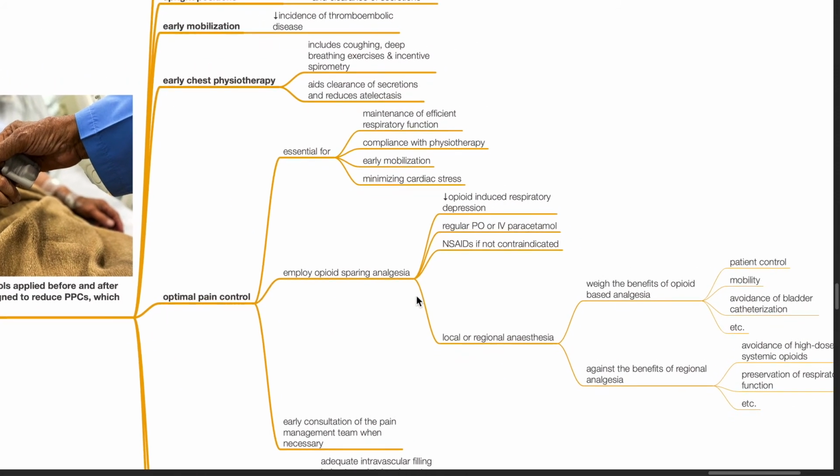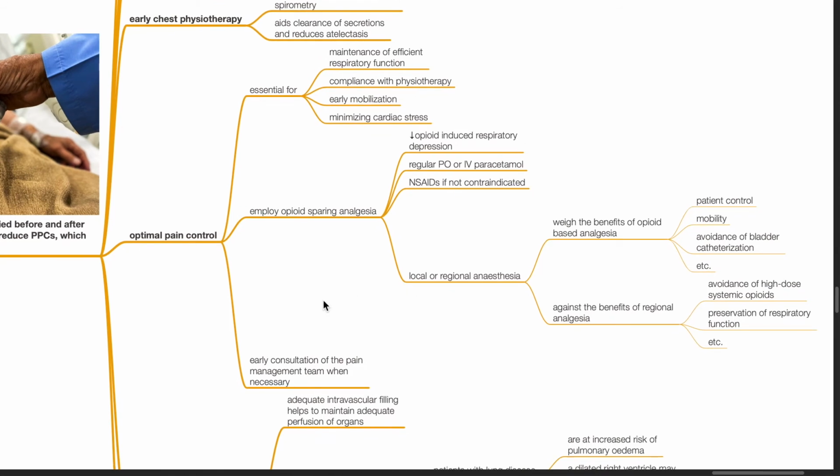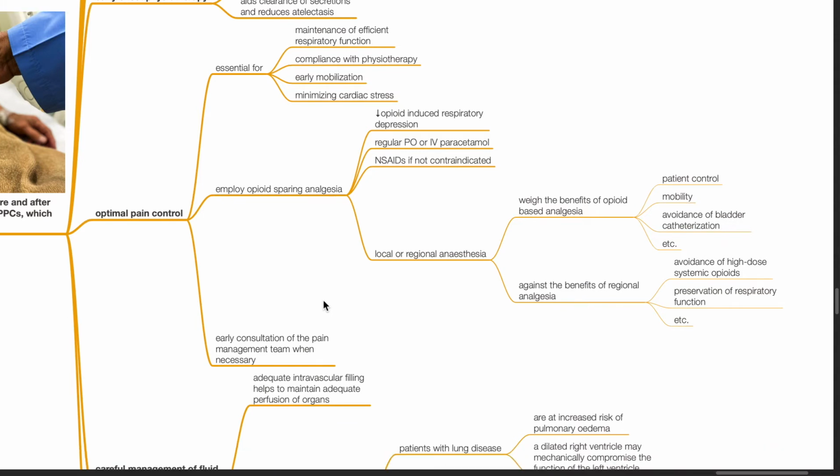Ensure optimal pain control. This is essential for maintenance of efficient respiratory function, compliance with physiotherapy, early mobilization, and to minimize cardiac stress. Employ opioid-sparing analgesia whenever possible, as opioid-induced respiratory depression can contribute to increased PPCs. Examples of opioid-sparing analgesia include paracetamol, NSAIDs, magnesium sulfate, and ketamine.